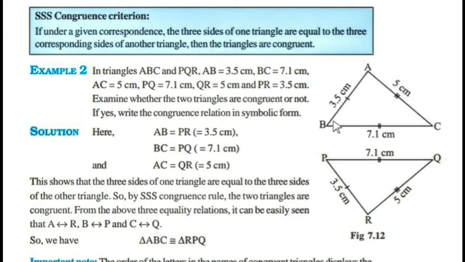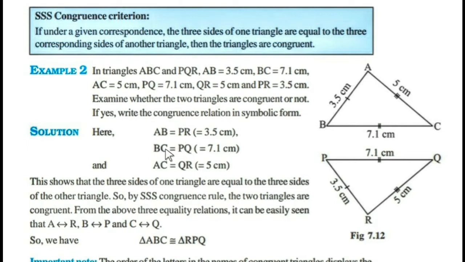And PQ is 7.1 cm, QR equal to 5 cm, and PR equal to 3.5 cm. Examine whether the two triangles are congruent or not. If yes, write the congruence relation in symbolic form.